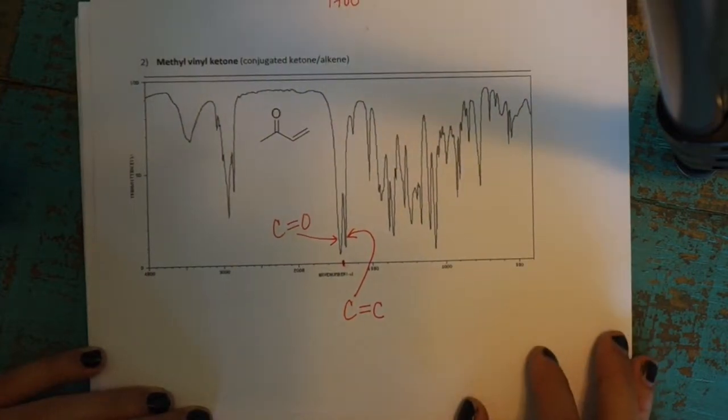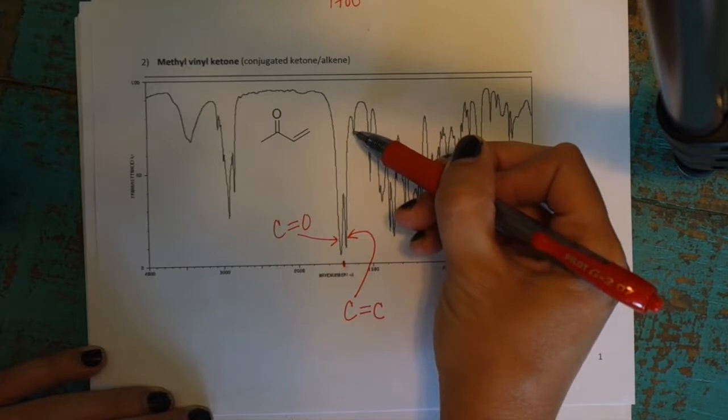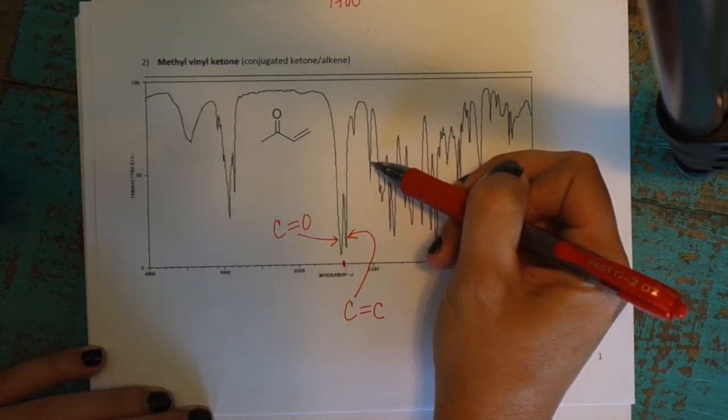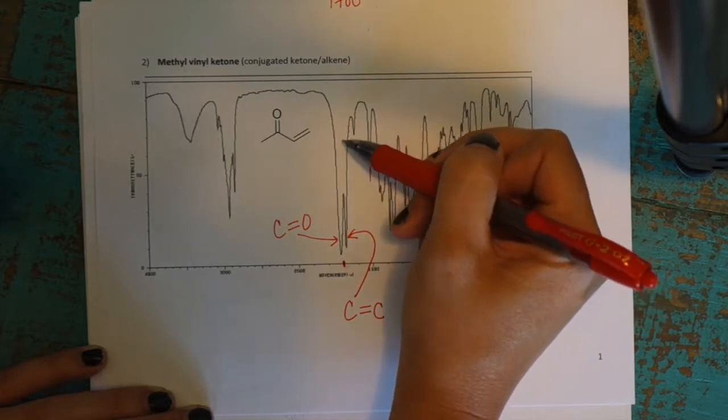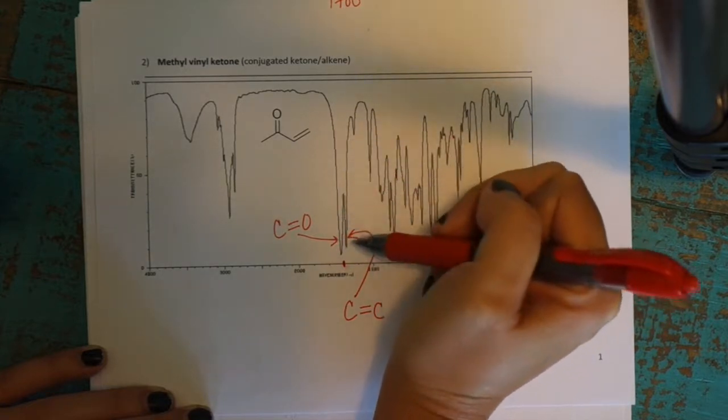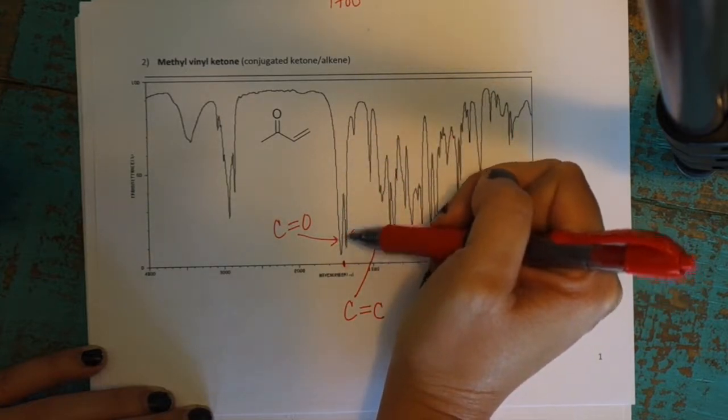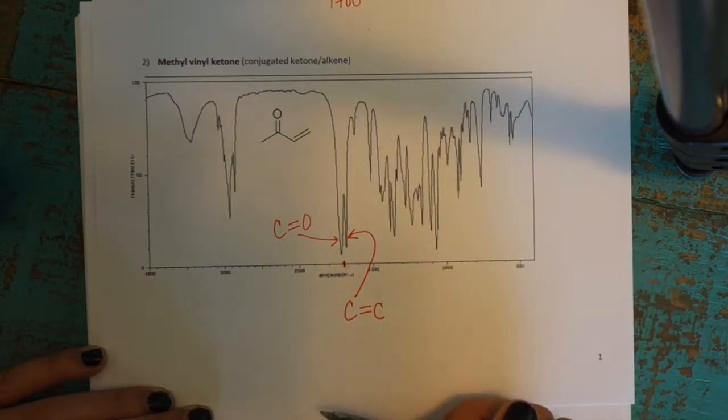You'll notice we also see some little guys over here, right? So there's this little guy here. This one's in the fingerprint region. That doesn't really tell us much. So we see these really strong ones. That's telling us what we need to know. And it's overshadowing the other stuff that's happening.